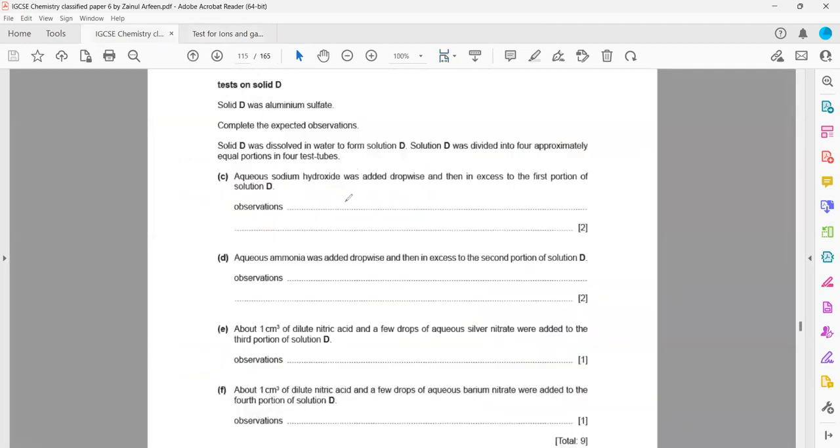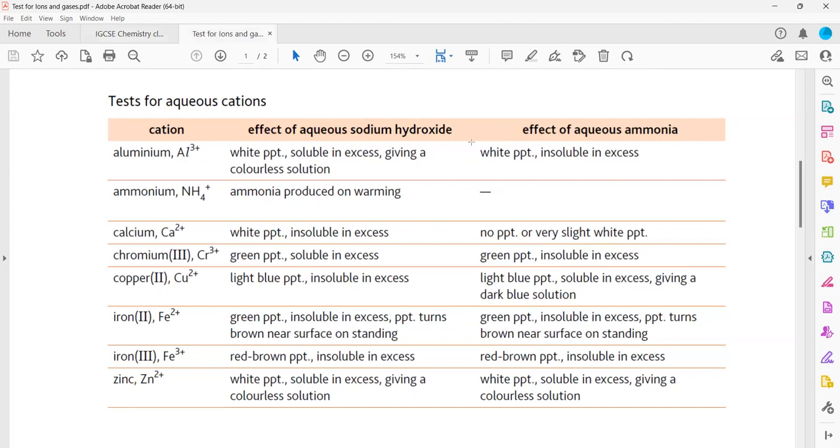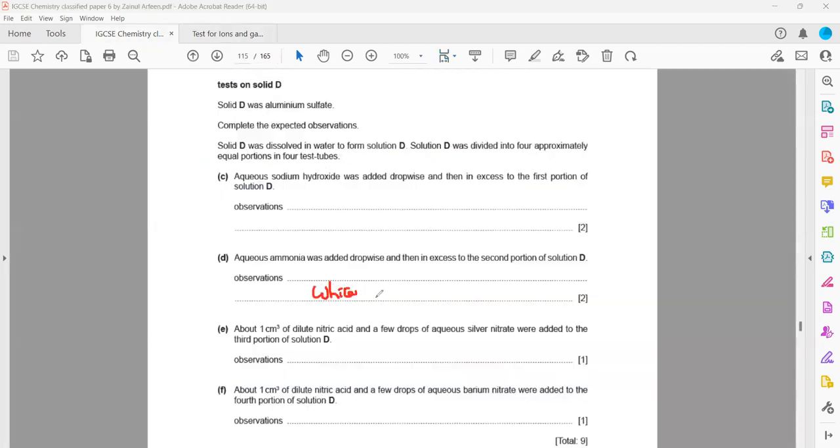So here we will write white PPT, and it will dissolve to form a colorless solution. Then aqueous ammonia was added, and then in excess. Here we write white precipitate, insoluble in excess, or it remains.